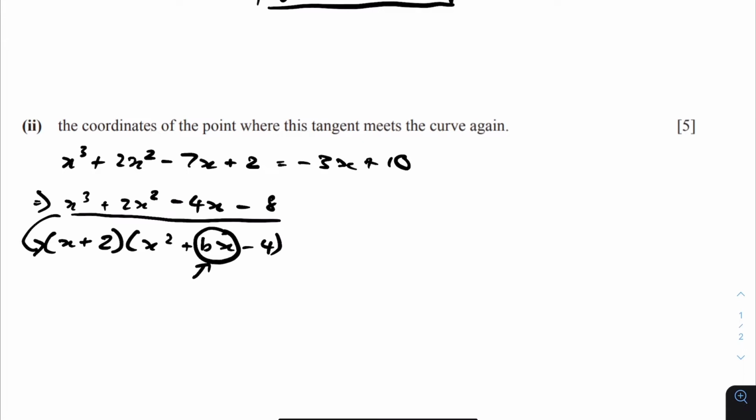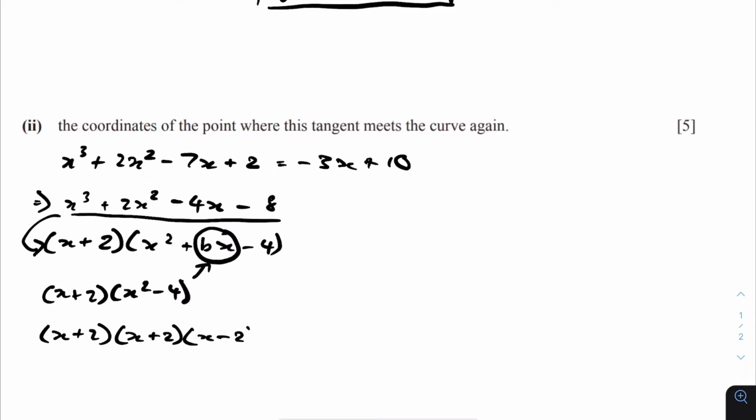But we can reasonably infer that there is no bx over here. Because let's say b was 0, then it'd be x plus 2, x squared minus 4. And this is factorable. We can write this as x plus 2, x plus 2, x minus 2, since x plus 2 times x minus 2 is x squared minus 4, because it's the difference of two squares.